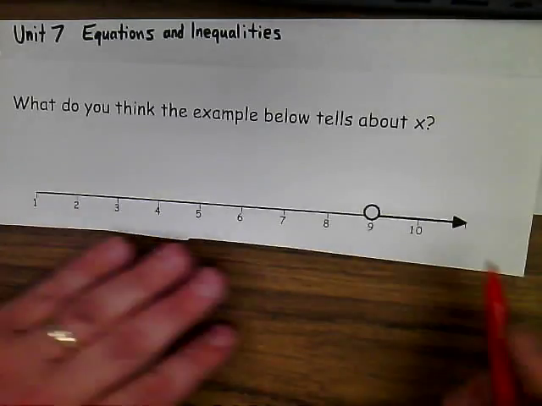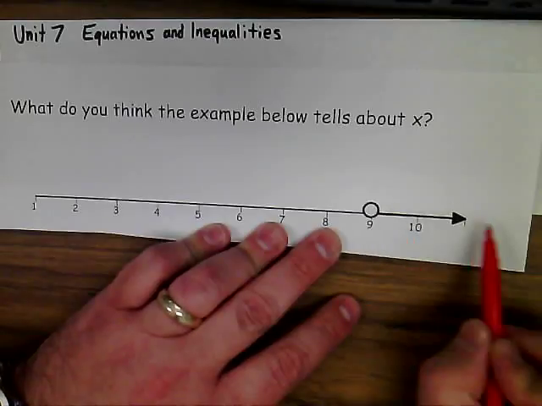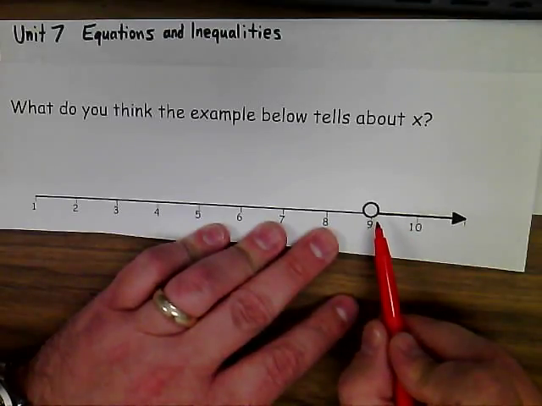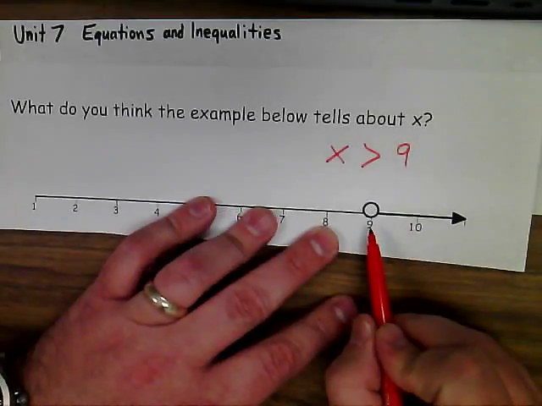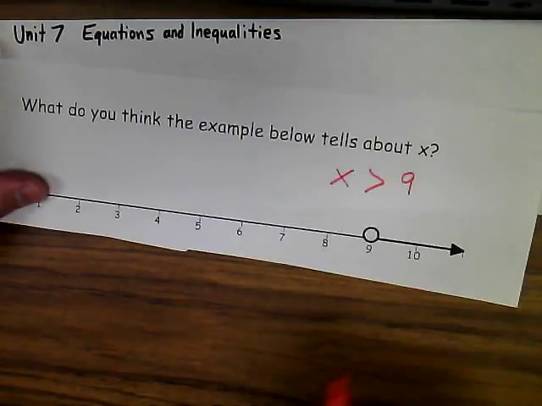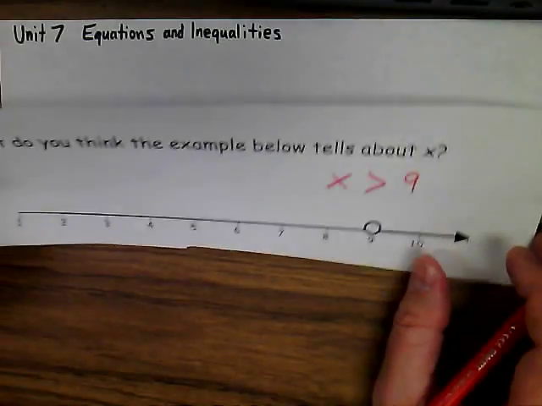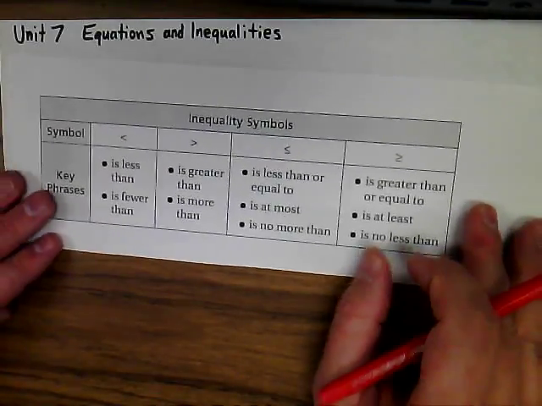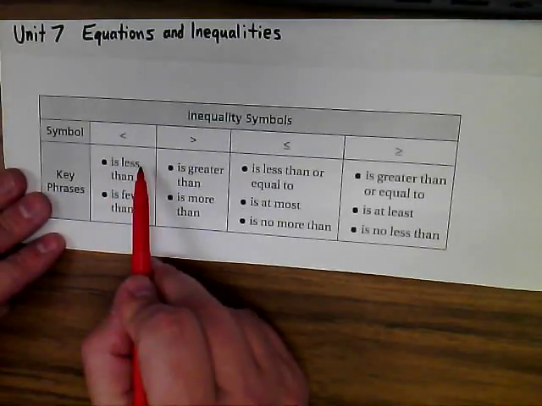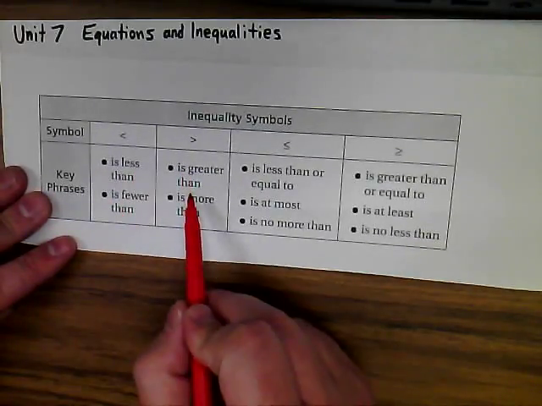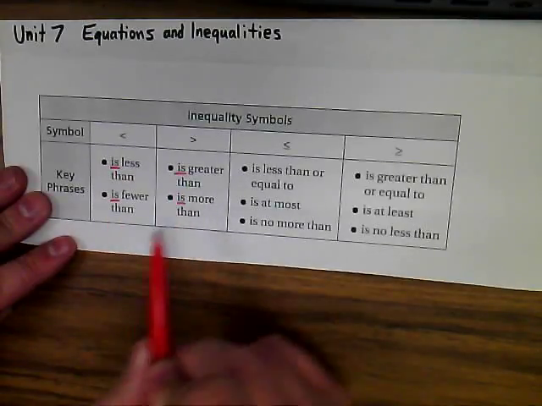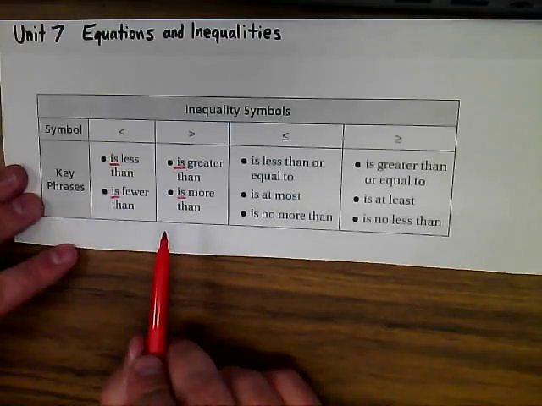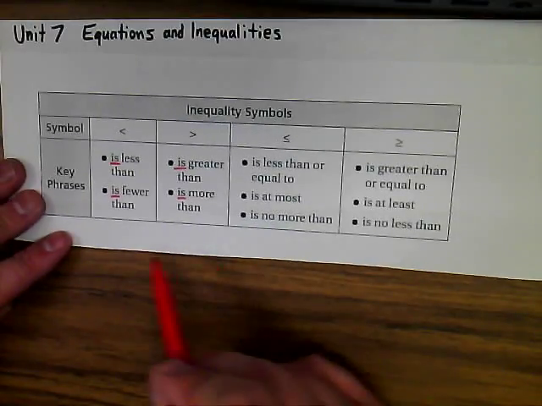Now, this example clearly shows that the number is greater than 9, but you'll notice this is not shaded in. That's because x is only greater than 9. It can't equal 9. And so understand when you've got an open circle on your line, it means it's not equal to that. Now, inequality symbols also need to be translated. We should obviously recognize is less than, is fewer than, is greater than, is more than. Note the word is comes before them. All these phrases we just used not that long ago with equations and expressions.